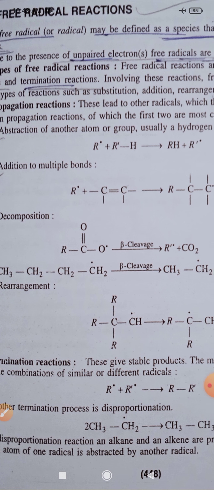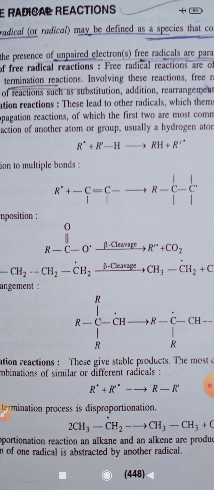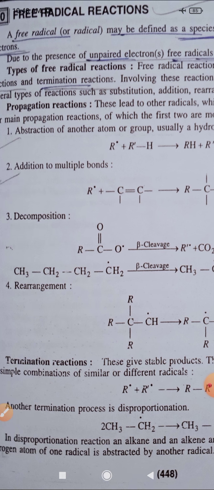Addition to multiple bonds. Multiple bonds means the compound which contains a double or triple bond, carbon-carbon double or triple bond. An alkyl free radical reacts with the compounds having multiple bonds and it gets joined with a carbon atom by sharing the electrons.